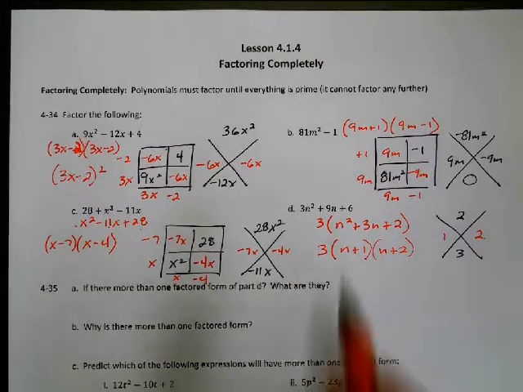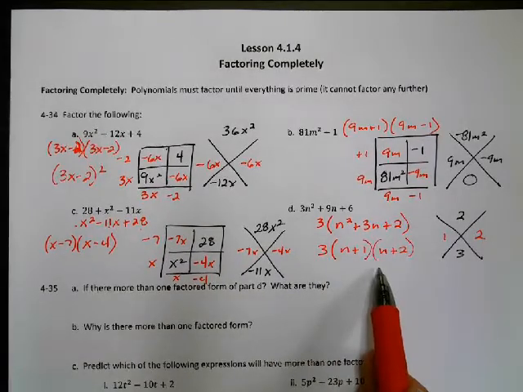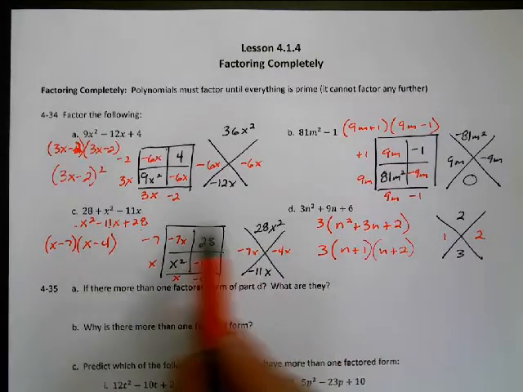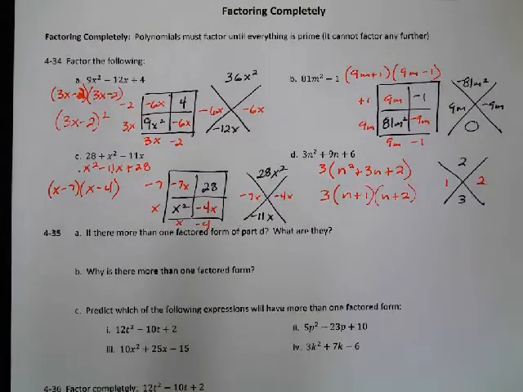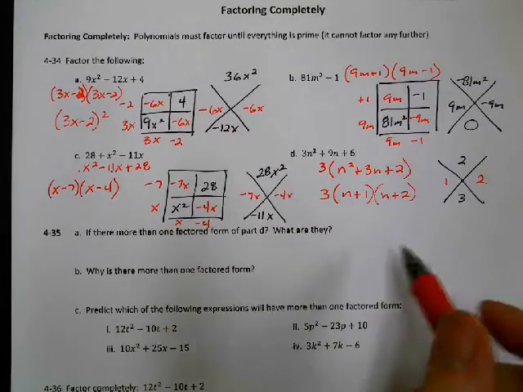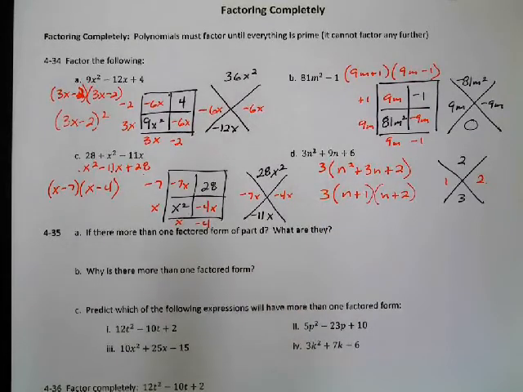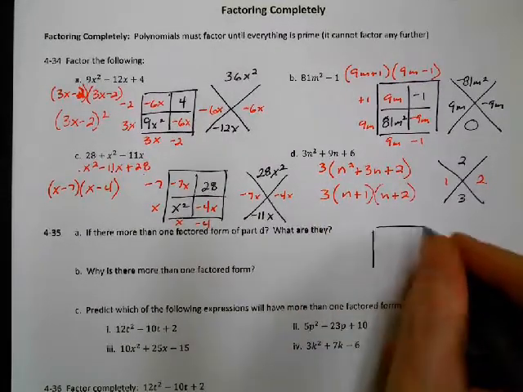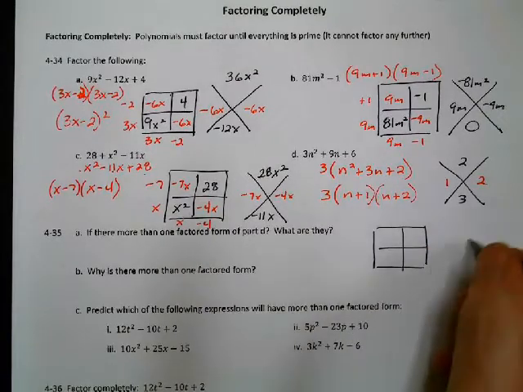So when we factored out the GCF, this made it a much simpler problem to solve because I could skip doing the area model on that one. All right, if there is more than one factored form of part D, what were they? Okay, so what they're saying about this one is, was there more than one way to set this up? And yes, if I would have done the area model without doing a GCF, watch what happens.